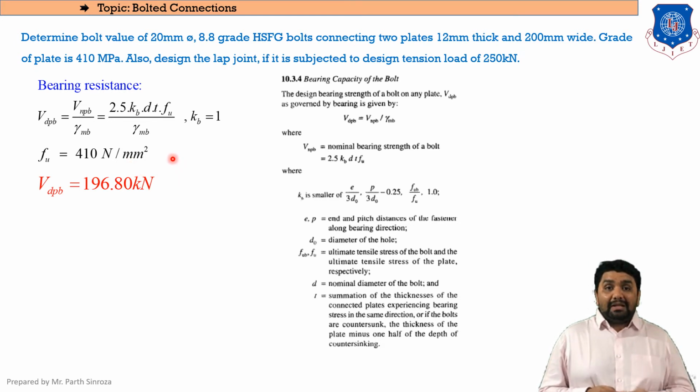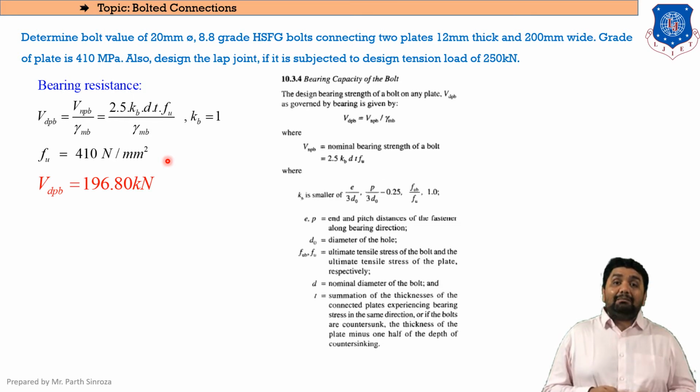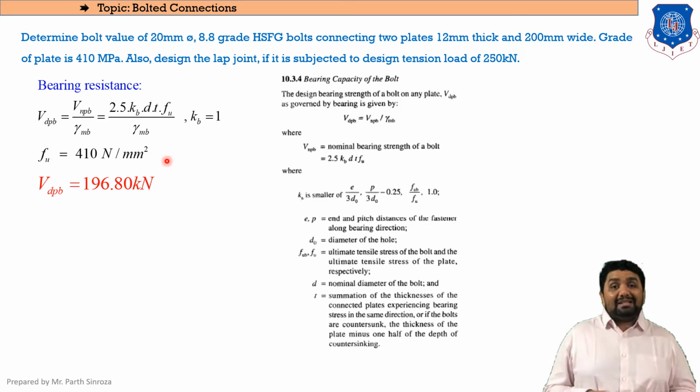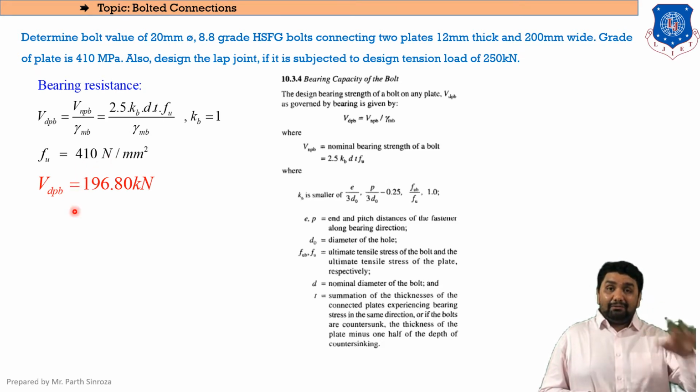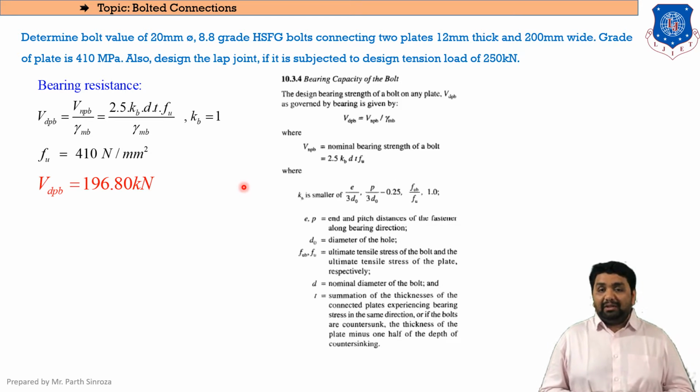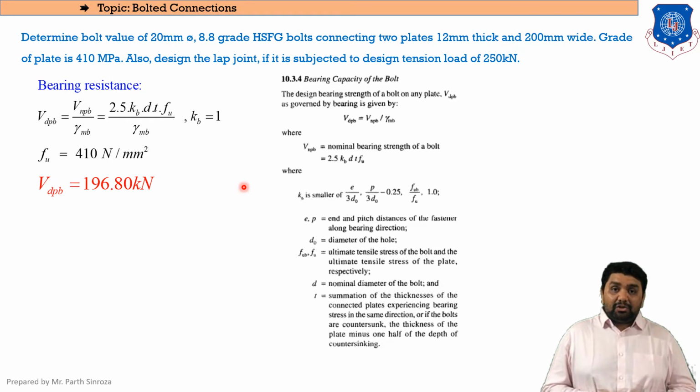Yes, this is a typical sum. In general considerations, you will be asked about 4.6 grade bolts, so for that there is no need to worry. But whenever a special category is asked, rather than 4.6 grade bolts, then you need to keep in mind that in the bearing capacity equation, Fu will be taken as the smaller value of both the materials. Now as you can see here, Fu for bolts is 880 and Fu for plates is 410. The smaller value of both will obviously be 410. So replacing Fu with 410, you will get the final answer as 196.80. This was our second equation for bearing capacity.